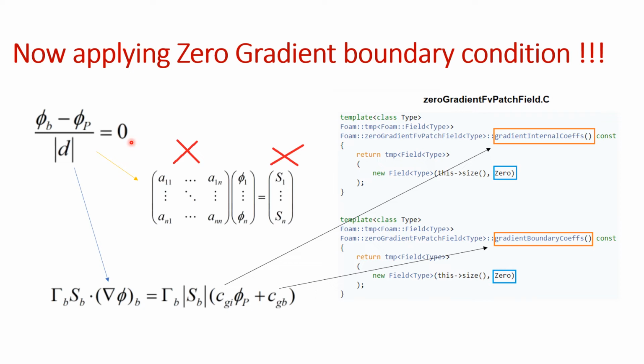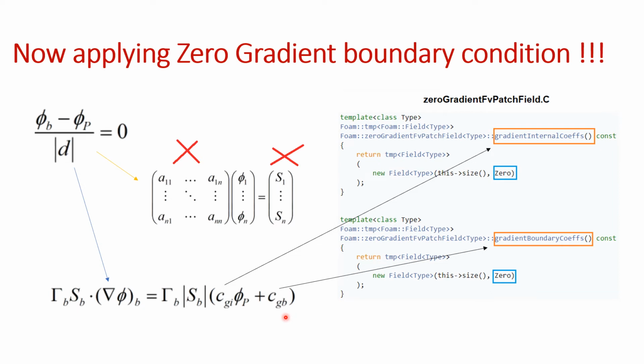So in the overall coefficient matrix, there would be no contribution because everything is becoming 0. There would be no contribution in this coefficient matrix itself, as well as in the source. And suppose we write it like this: grad phi b, like gradient internal coefficient, that is CGI phi p plus CGB. CGB is the gradient boundary coefficient. We just now saw everything is becoming 0.